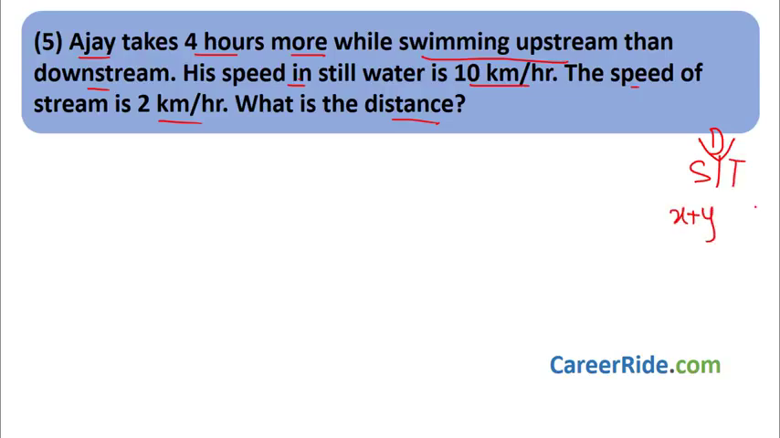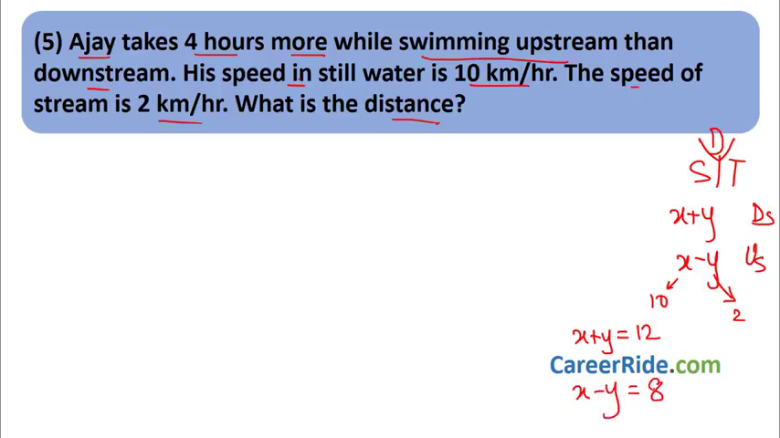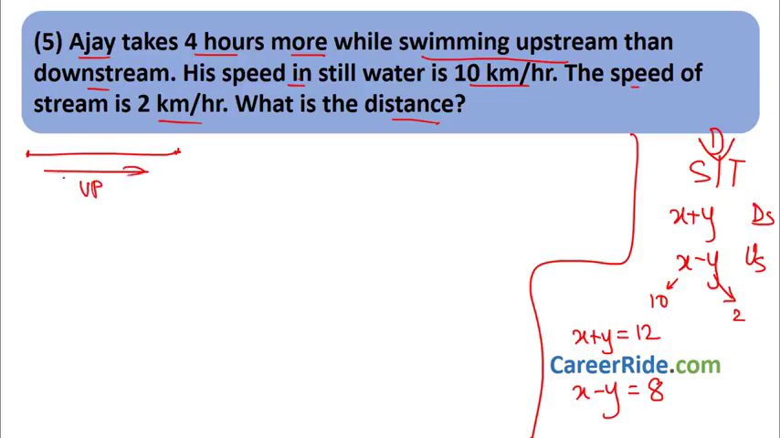So we will include x plus y for downstream, x minus y for upstream. Value of x is 10, value of y is 2. So x plus y is 10 plus 2, 12, right? And x minus y is 10 minus 2, 8, right? Let's solve the sum. Over here what they have given, find the distance. Now Ajay goes to some place, so this is upstream. Ajay starts from here and goes to some place. Do we know how much distance he traveled? No, that we have to find out.